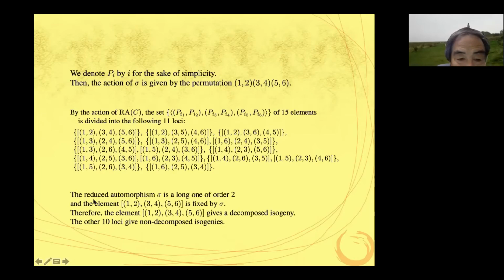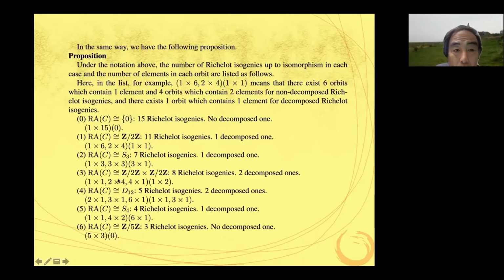So anyway, the reduced automorphism group has sigma, a long element of order 2. This one is fixed by sigma, and this one gives a decomposed Richelot isogeny, but the other 10 loci give non-decomposed isogenies. So the proportion is, we can calculate for each case.